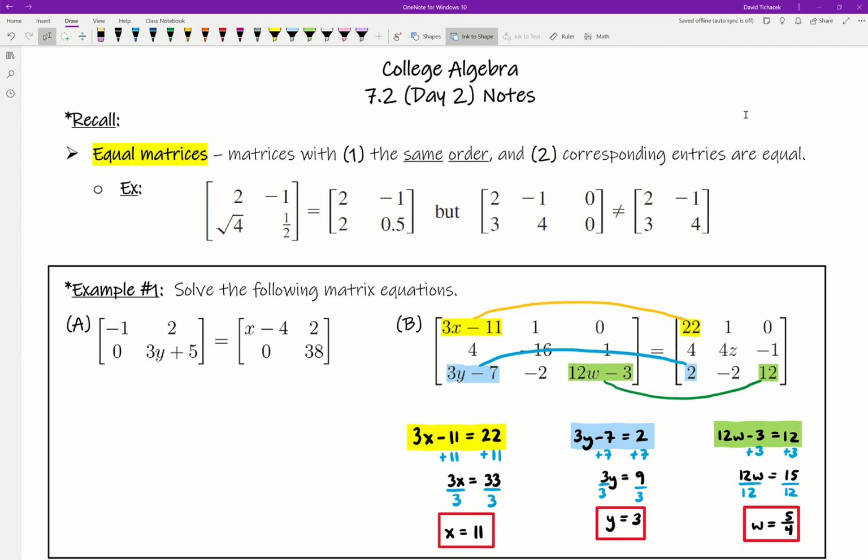In this video, we're going to take a day 2 for section 7.2 of your textbook. In this video, part 1, we're specifically going to be taking a look at a couple of different examples that look very, very similar to the last video, but maybe have some subtle differences here.